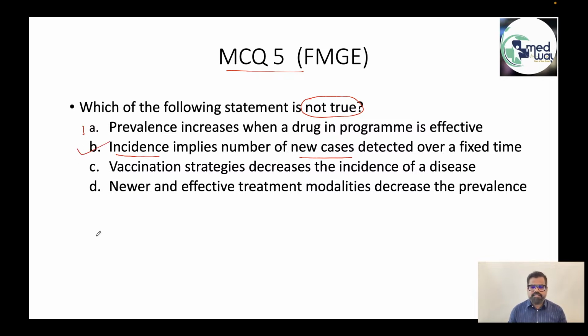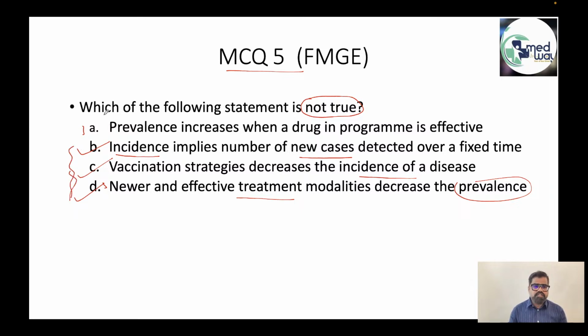Vaccination strategies decrease the incidence of a disease. Yes, if you are giving measles, mumps, rubella vaccines, the cases of measles, mumps, rubella come down. So the incidence decreases. This looks correct. Newer and effective treatment: you have a good new treatment, that will definitely decrease the prevalence. Yes, this also looks good. Let me go to the first. So these three look good.